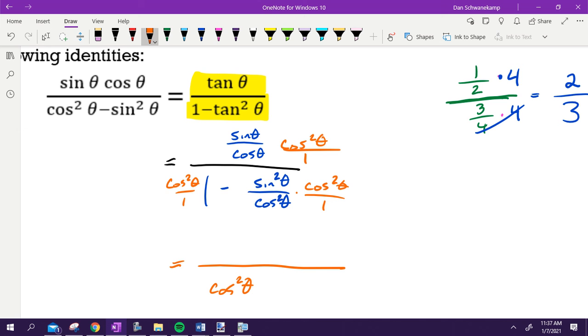What about this guy? What can I do? Cancel. I got a cosine squared, a cosine squared. So it's going to be left with minus sine squared. Ooh, that's a good sign. That's what we're trying to work towards.